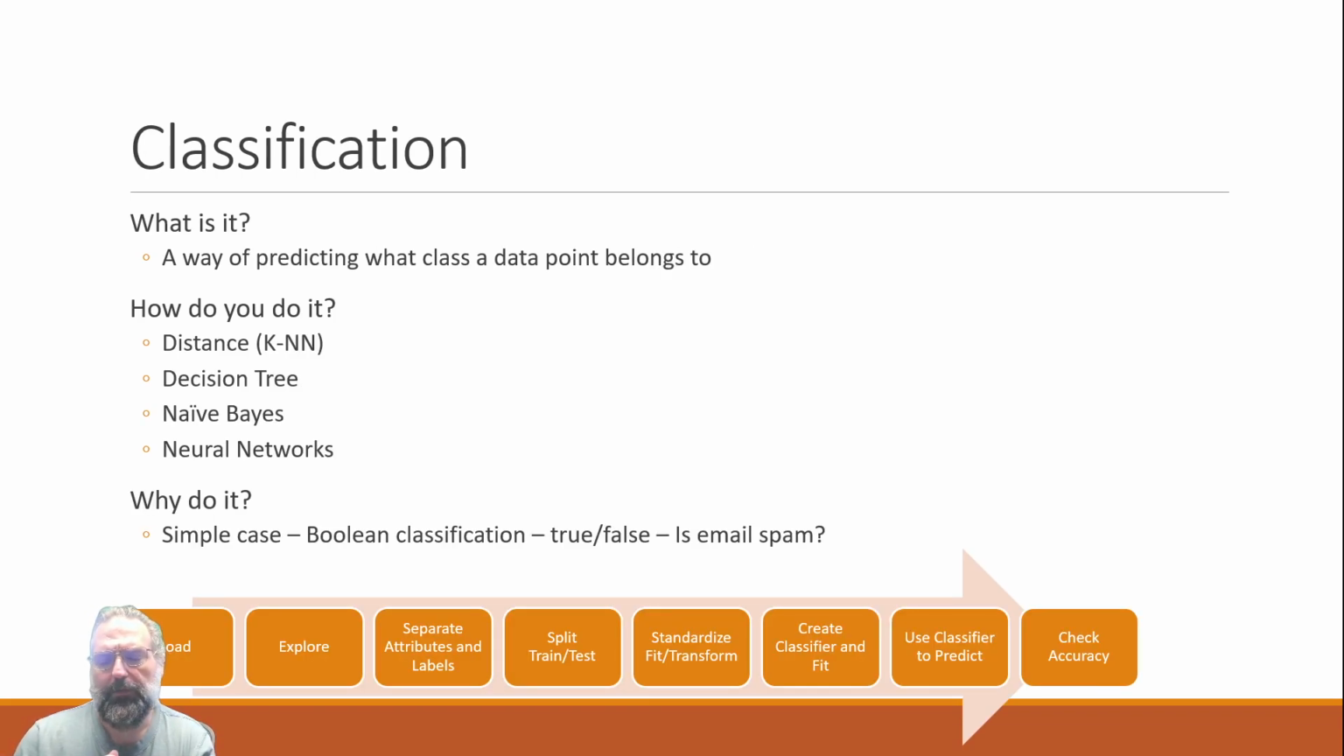Classification is similar to clustering, but it's more general in the sense that you're trying to figure out what class a particular item belongs to. You may do it in a k nearest neighbor sort of approach, similar to what clustering is doing, but you may also do it through other mechanisms such as decision trees, naive Bayes, and neural networks. The reason that you might want to do it is maybe it's simple classification of, is this a Boolean value of spam or not?